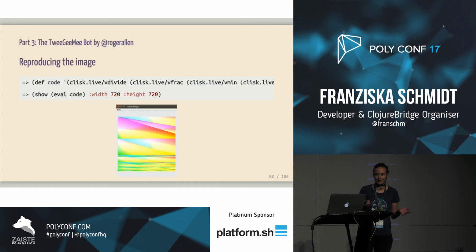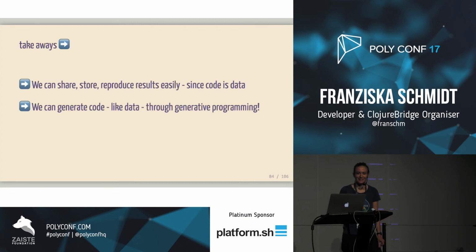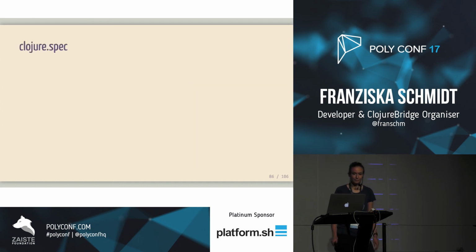And I thought that's really awesome. You just have this code, you copy it, you run it, and it works. So we can really share, store, and reproduce data like this super easily. Since code is data, and in this case, it was literally just a piece of data attached to the original picture object. And that lets us do really cool stuff. Okay, I need to hurry up. We can generate code like data through generative programming really easily. And it's really great for generative art, as you saw here.